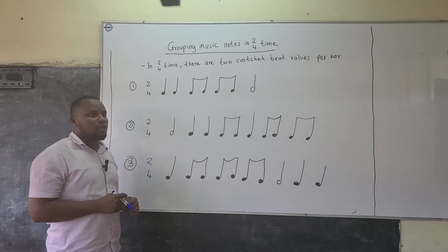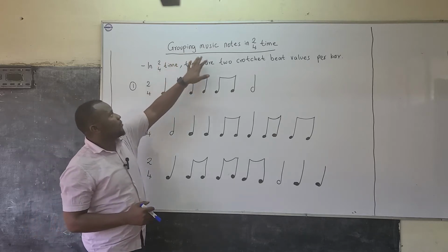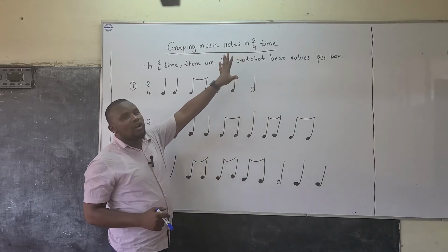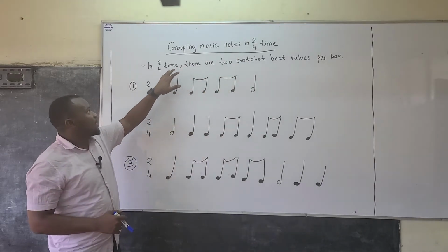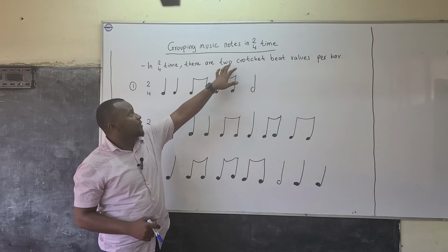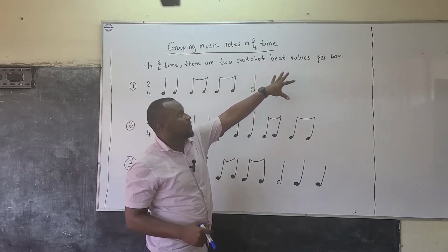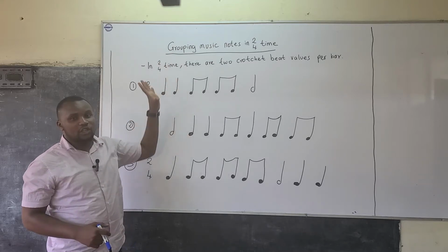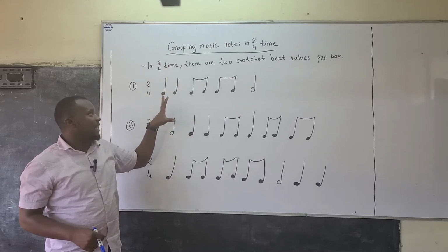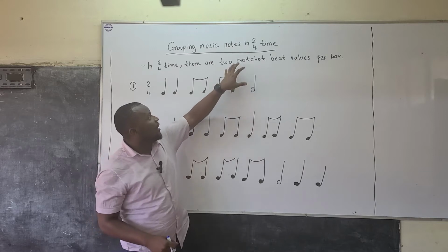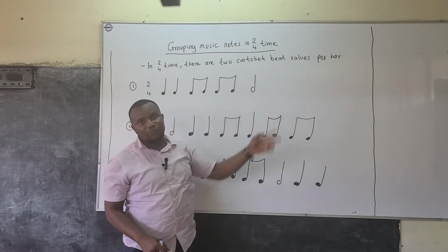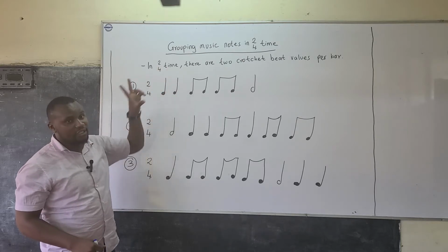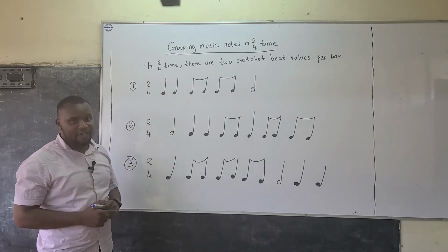Today we are going to be looking at grouping music notes in 2/4 time. Now when we talk about 2/4 time, this is a time where we represent two crotchet beat values in every bar. So we are going to group this using bar lines, and in every bar we are going to have two crotchet beat values. Remember, a crotchet is one beat, but in this case we shall be needing two beats for each and every bar.